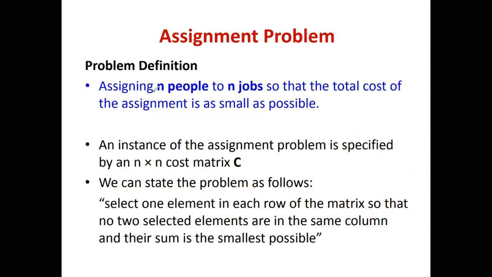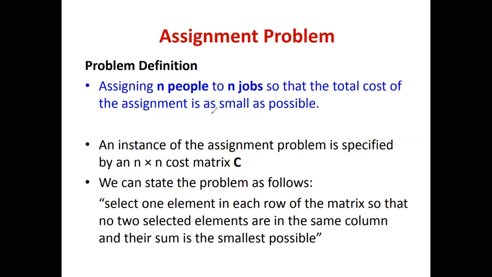So what is this? Assigning n people to n jobs, which means each person should be assigned a single job, correct? So don't get confused here. N people to n jobs, single person with single job, so that the total cost, whatever you have assigned to all the people, should be as small as possible, because we know branch and bound basically deals with a minimization problem. So how are we representing this assignment problem? It is represented in terms of an n cross n cost matrix, represented with C. So C is nothing but a cost matrix, which is an n cross n matrix. Correct?